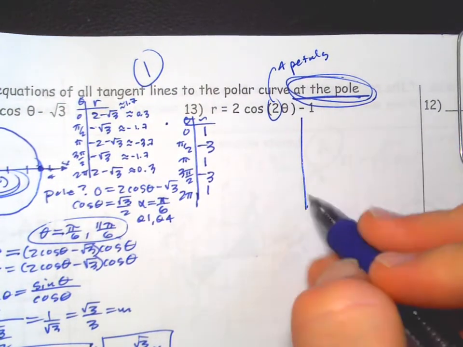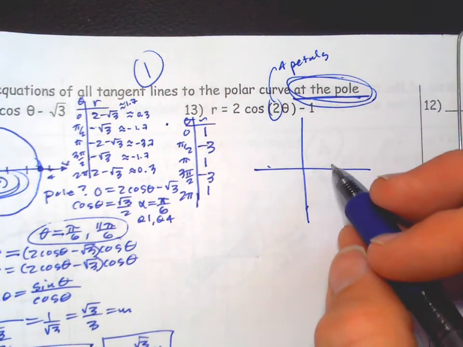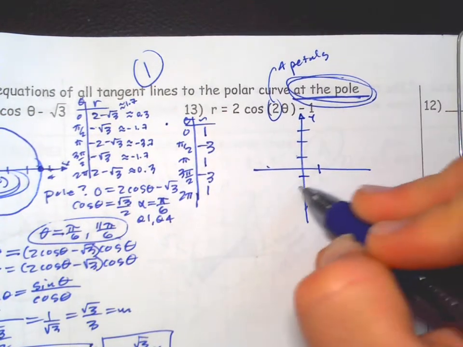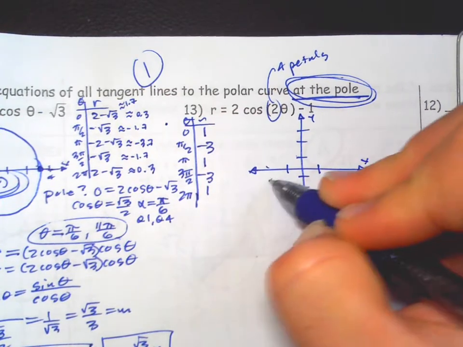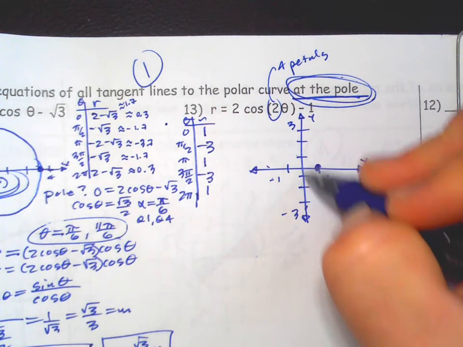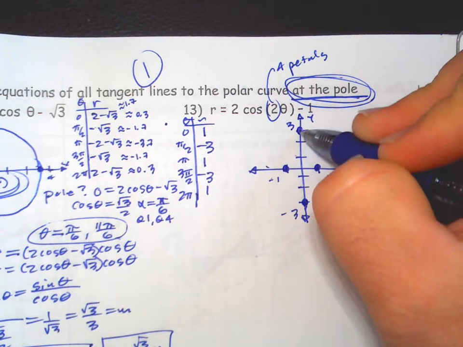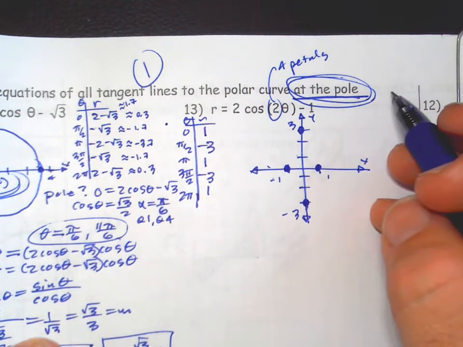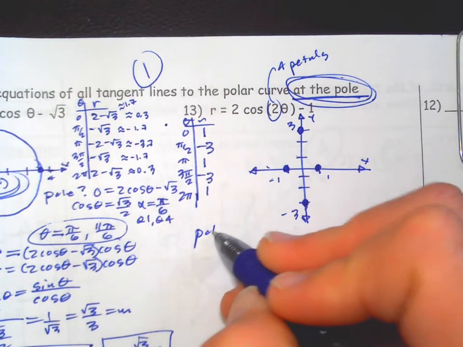When you go to graph this, I'm not going to use something like this on the test, but 0, 1's here. Pi over 2 is down here. Pi is here. 3 pi over 2 is up here. So what happens is, and then you can figure out, well, does it go through the pole? Well, you probably should figure out when it goes through the pole anyways, the angles, right? So you got to figure out when it goes through the pole.